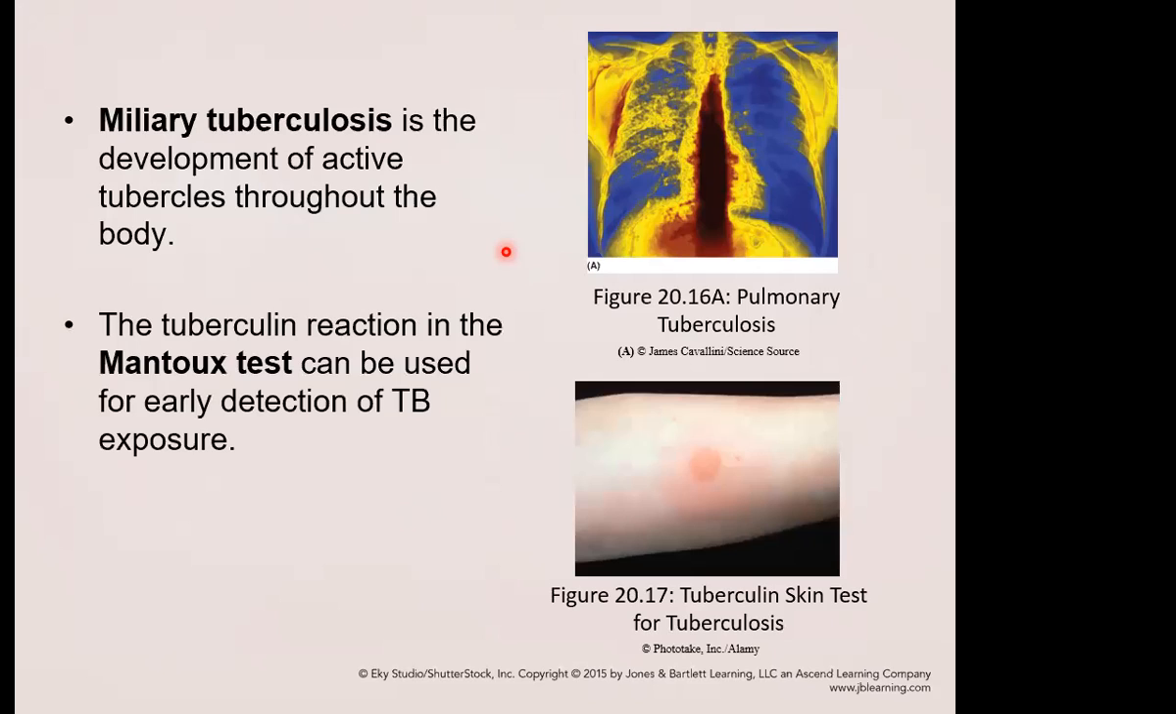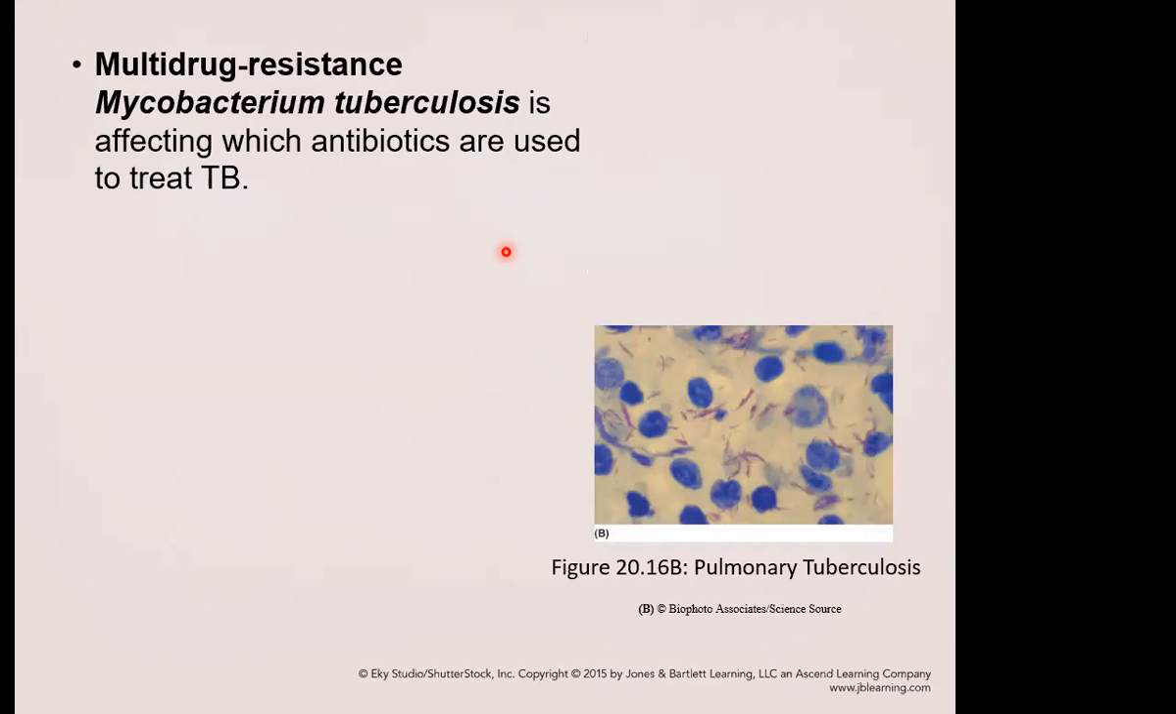And then we talked about this, the Mantoux test can be used. Do you all remember if this is a humoral or cell-mediated test? This is cell-mediated. Good job. So if somebody has been exposed to tuberculosis, you put a little bit of the protein under their skin. If they've been exposed, they'll mount a quick reaction to it.